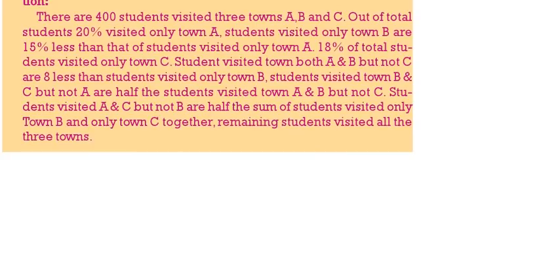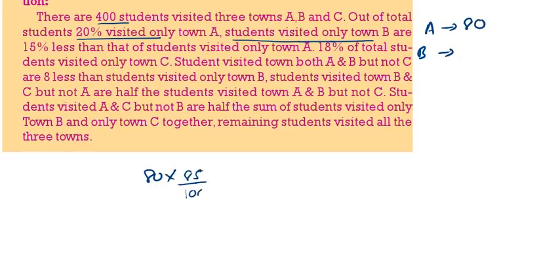Then students visited B and C but not A are half of the students of town A and B but not C. Student visited A and C but not B is half of the number of students visited only town B and only town C together. Remaining students visited all the 3 towns. Now there are totally 400 students. Students who visited A, 20% of 400. So 10% is 40, 20% is 80. So A is 80. Students visited only B is 15% less than A. So 80 into 85 by 100, that is 68.